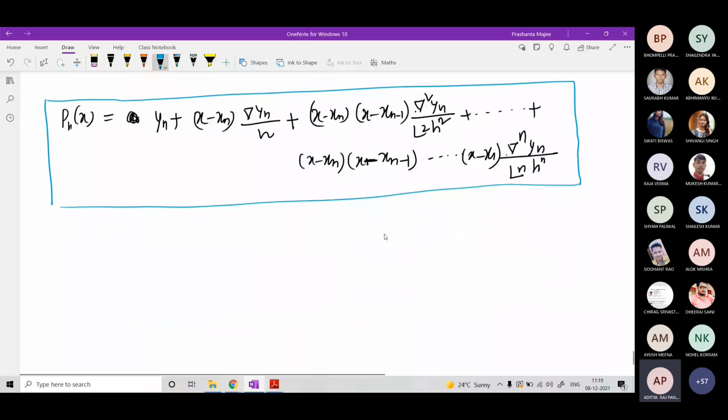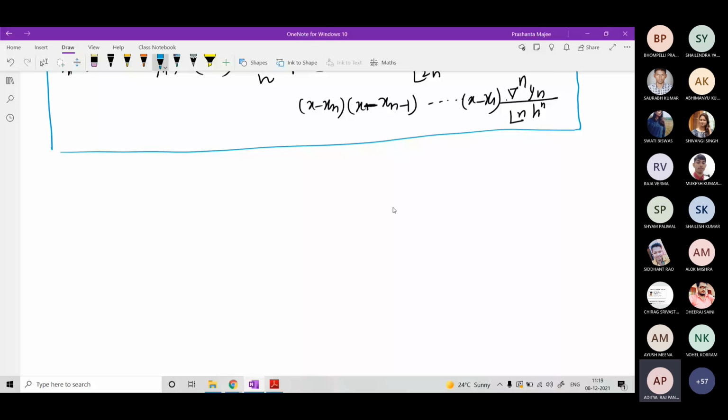suppose the data points are more. So let me consider the first. Let us solve one problem. Then I'll be telling you the difference between Newton's forward difference and Newton's backward difference. So these are the data points. Quickly find out the polynomial.